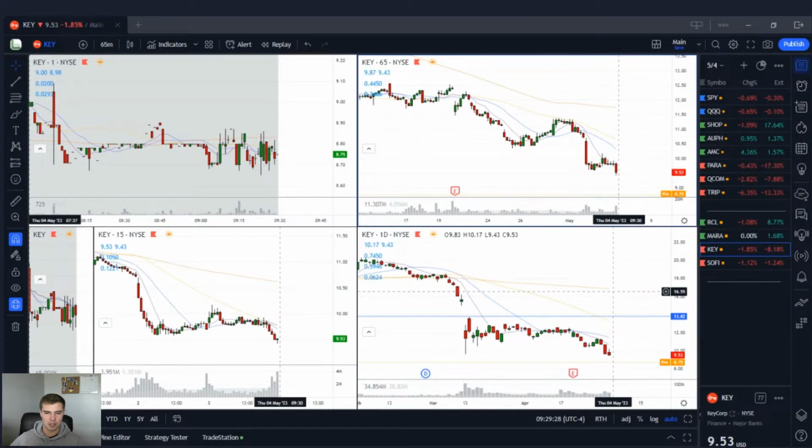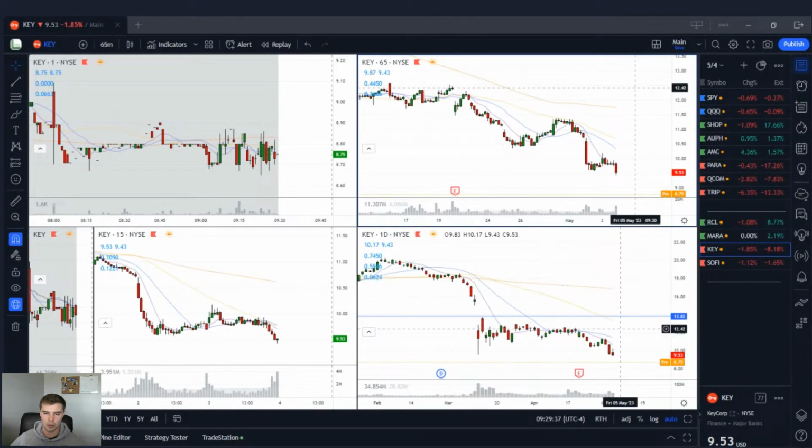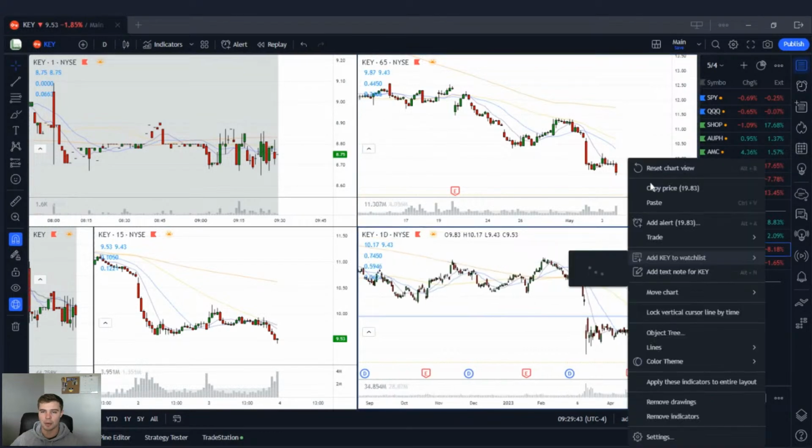Next up on the short side, we have Key. Key Group, this is a finance major bank. Gapping down. This thing does good volume, good range. I really could not leave this off my list. There's nothing holding it up. So keep an eye on the Key.